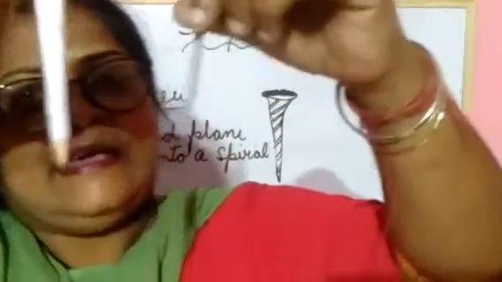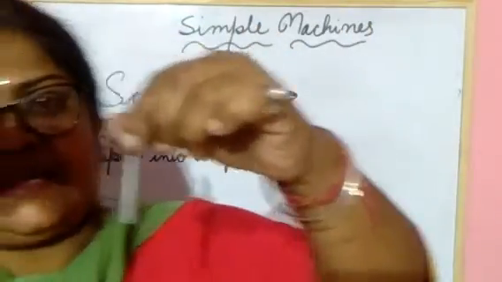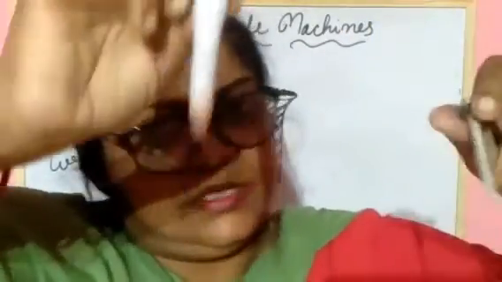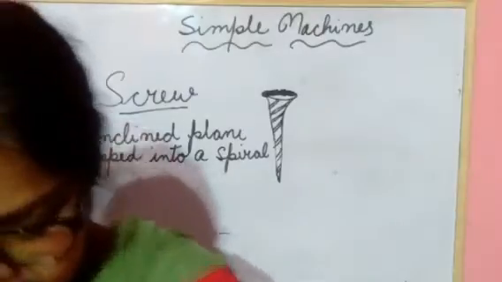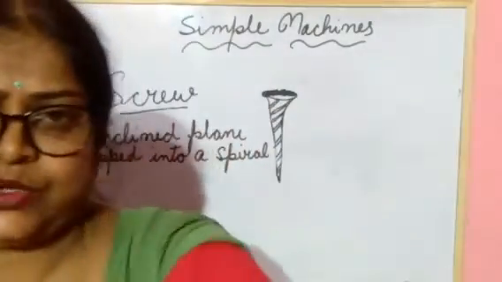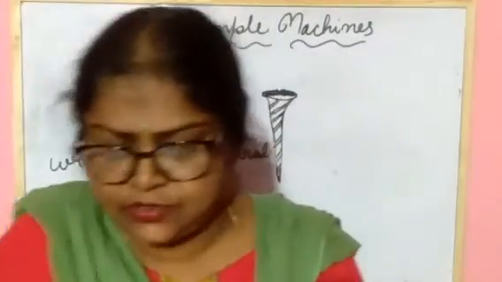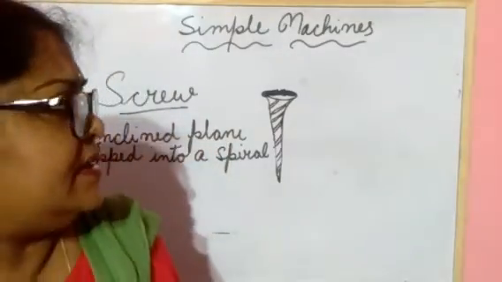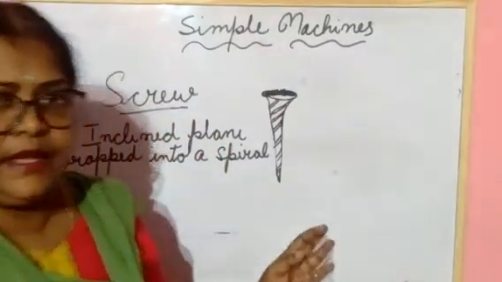Yes, we have made a screw with pencil, paper and ruler. Using that we have made one screw. So this is one activity we have seen, how to make a screw. Is it clear to you all? Today you have learned about a screw.